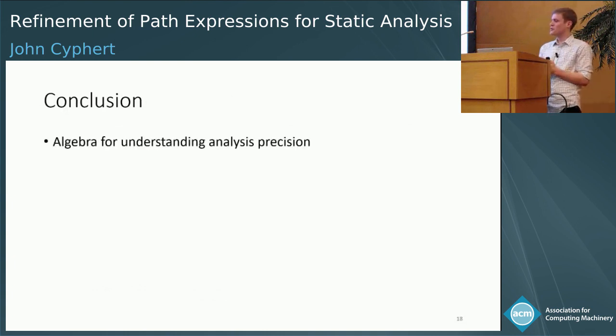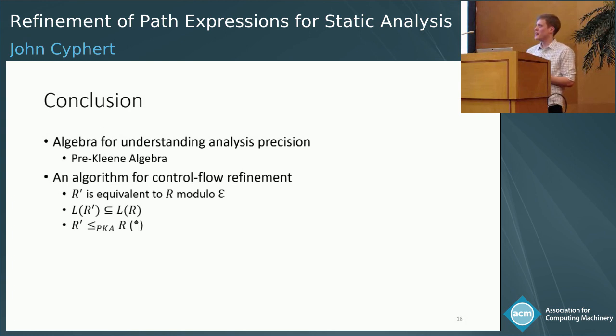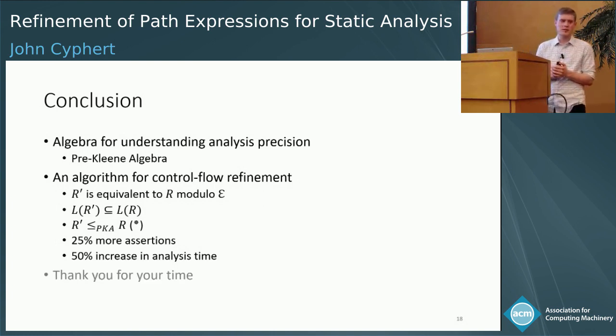So in conclusion, in this talk I talked about basic algebra for understanding analysis precision. We called that the pre-Kleene algebra. I also gave an algorithm which refines path expressions according to these properties, and the third one being the important one. That gives us the precision guarantees. This algorithm allowed us to prove 25% more assertions at an increase of about 50% in analysis time, and I think I'm going to stop there.